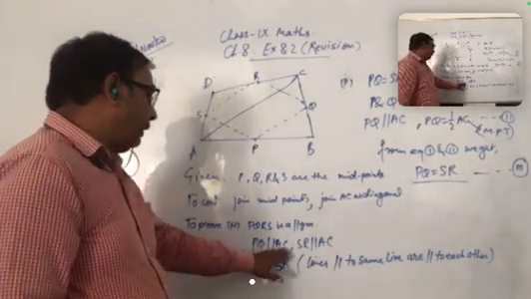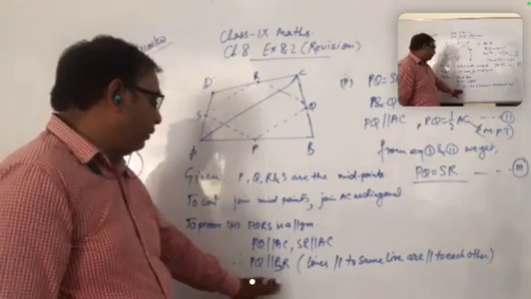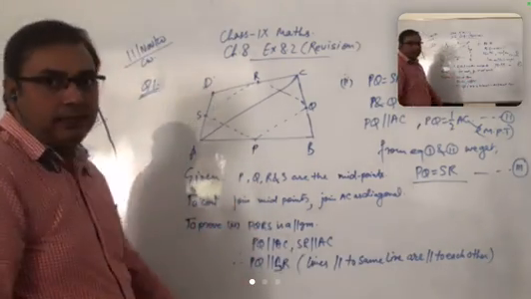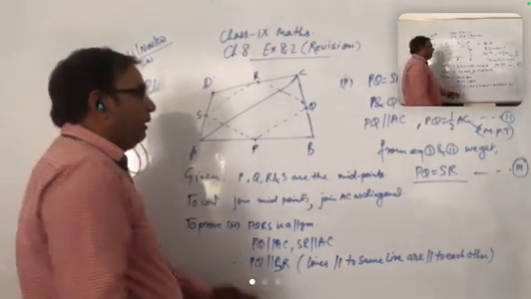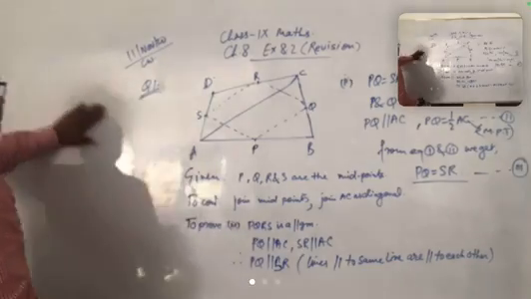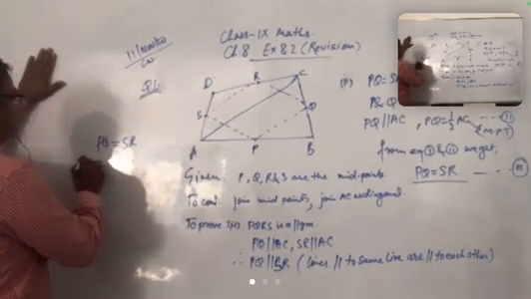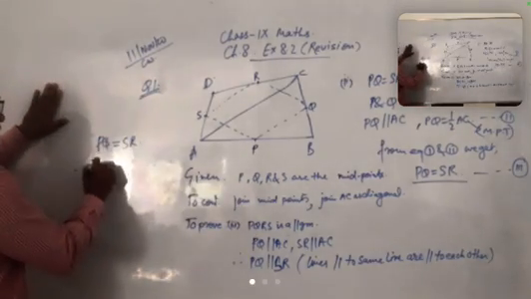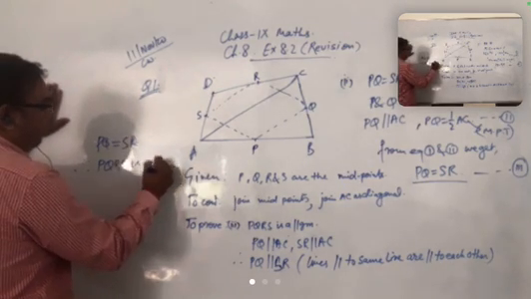PQ is parallel to AC and SR is parallel to AC. So therefore PQ is parallel to SR. Lines parallel to the same line are parallel to each other. This is the reason for this, and we already proved PQ is equal to SR. So if the lines are parallel and equal, then PQRS is a parallelogram.